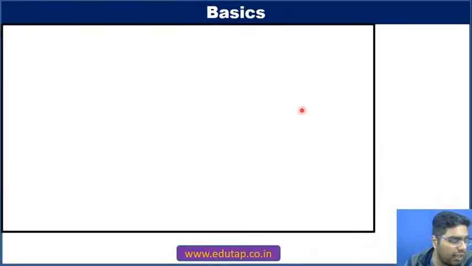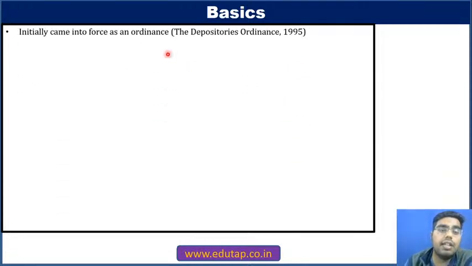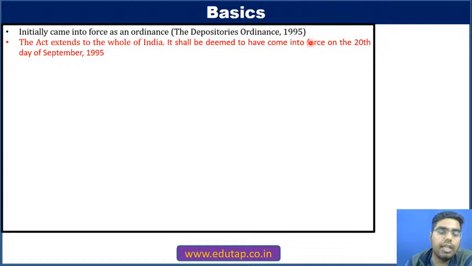Moving on, some very basic concepts of the Depositories Act. One, the Depositories Act 1996 initially came into force as an ordinance, the Depositories Ordinance 1995. This Act extends to the whole of India. It is applicable to the whole of India, and it is deemed to have come into force on 20th September 1995. The important dates.